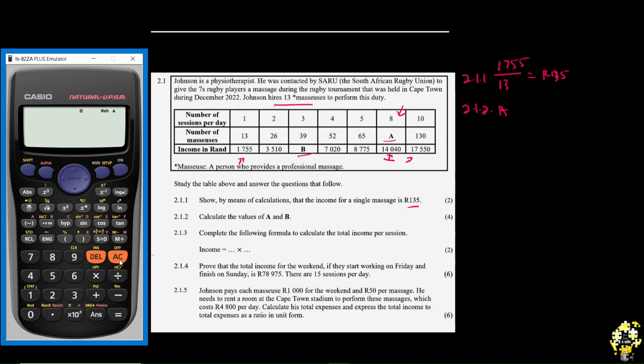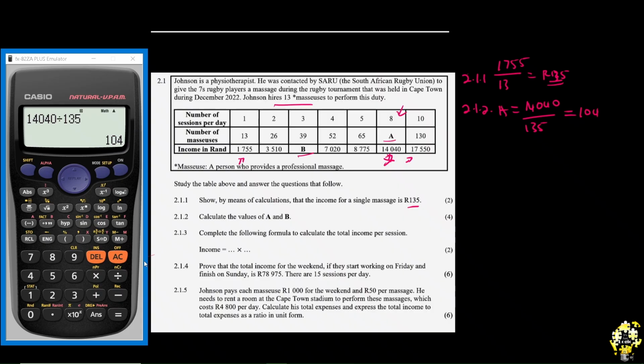You are supposed to say that because we now already know how much we are paid per massage, 135, we are going to take this income that we have, which is 14,040, and divide by the amount which we get for that particular service. So let's say 14,040, and then we divide it by 135. So we are going to get that it's 104 masseurs.